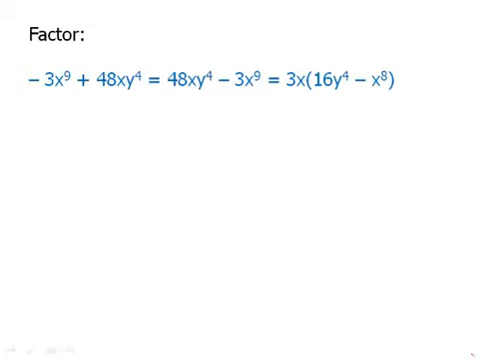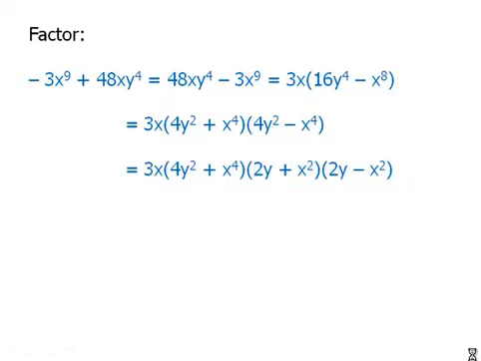Well, those are both even powers, so they're both squares, and of course 16 is a square. So 16y to the 4th would be the square of 4y squared, and x to the 8th would be the square of x to the 4th. So we can factor this into this. Now notice that last parenthesis, 4y squared minus x to the 4th, is another difference of squares. So we can factor that by the difference of squares again. 4y squared is the square of 2y, and x to the 4th is the square of x squared. And so altogether, this factors to that.